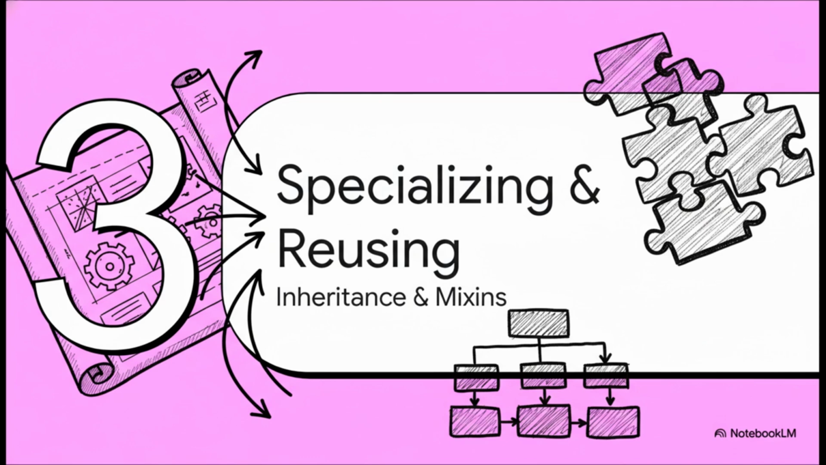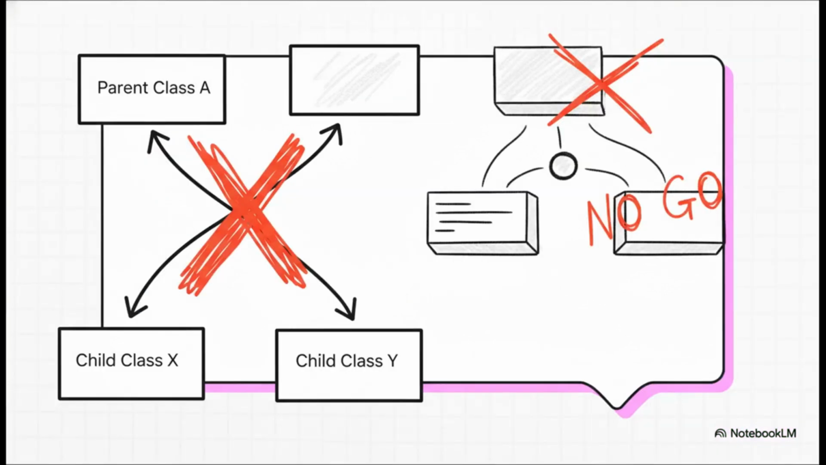Okay, so we can create blueprints and we can protect them. But how do we build on top of them to create more specialized versions? And maybe more importantly, how do we reuse our code across different blueprints without just resorting to copy and paste? All right, first things first, let's clear up something that trips up a lot of developers, especially if they're coming from a language like C++.